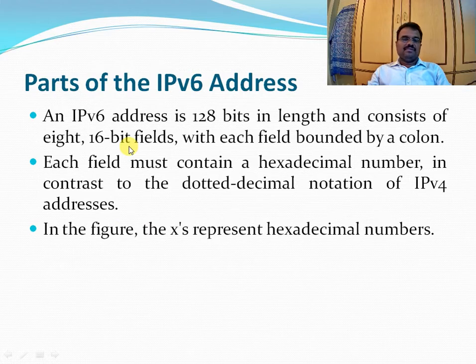So an IPv6 address is 128 bits in length and consists of 8 16-bit fields, with each field bounded by a colon. Each field must contain a hexadecimal number, in contrast to the dotted decimal notation of IPv4 addresses. So in IPv4 that is called dotted decimal notation. In IPv6 it is called colon hexadecimal notation. So in the figure the X represent hexadecimal numbers.